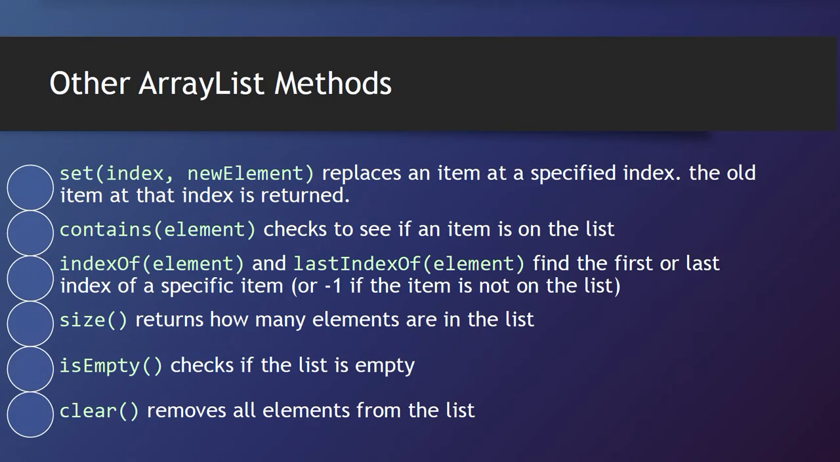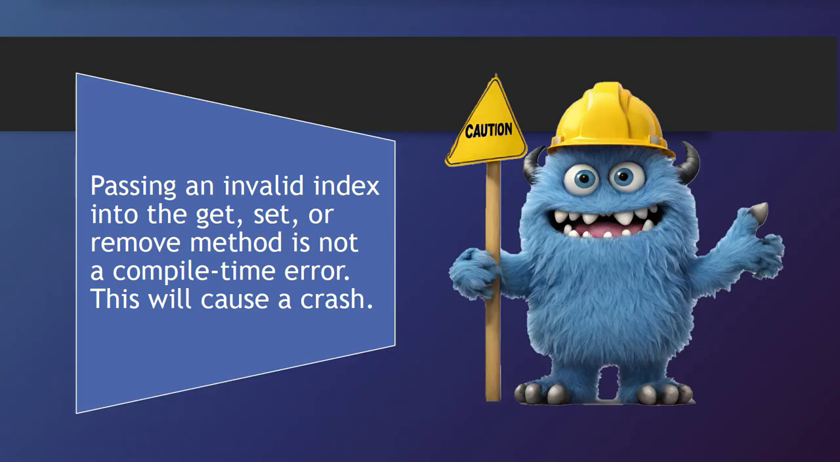There are many other helpful methods you can use with ArrayLists, and here are just a couple of them. The set method replaces an item at a specified index with a new element that you pass in. The old element is returned from the method. The contains method checks to see if an item is on the list. The indexOf and lastIndexOf methods find the first or last index of a specific item. If the item's not on the list, then -1 is returned. size tells you how many elements are on the list. isEmpty checks to see if the list is empty. And clear will remove all elements from the list. As a reminder, if you pass in an invalid index to the get, set, or remove method, that will not be a compile time error. It will unfortunately cause a runtime crash.